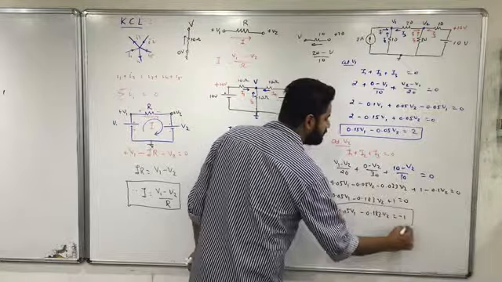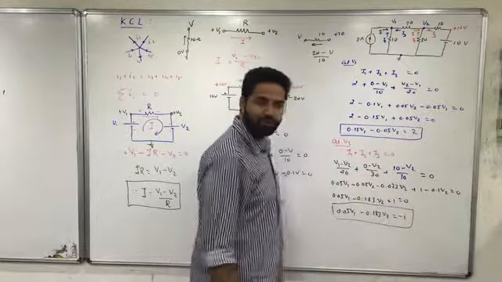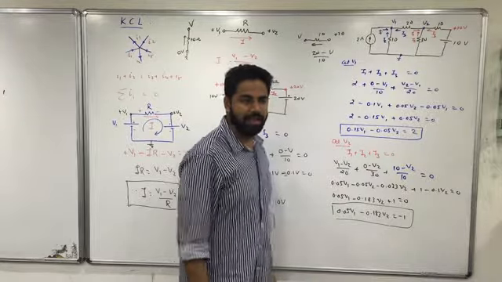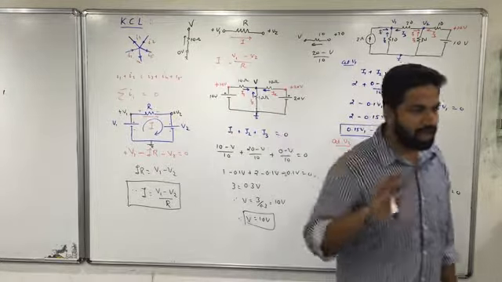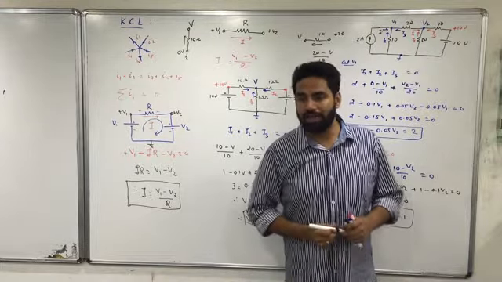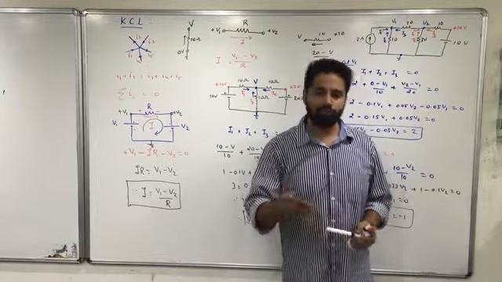So I've got another equation. Two equations, 2 and 1. You can solve it. Do you understand? Isn't it simple? Any doubt on this? Okay, done. So this is a very basic understanding of KCL or nodal analysis.